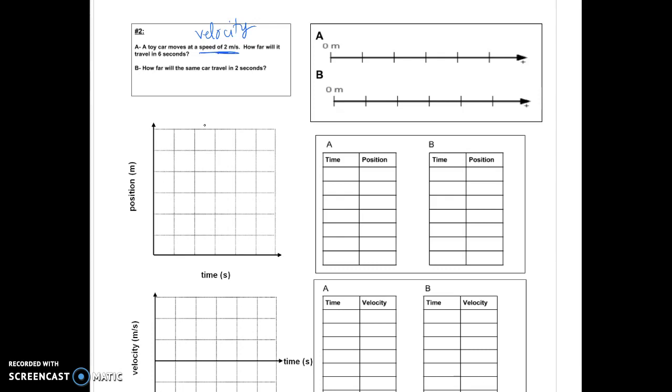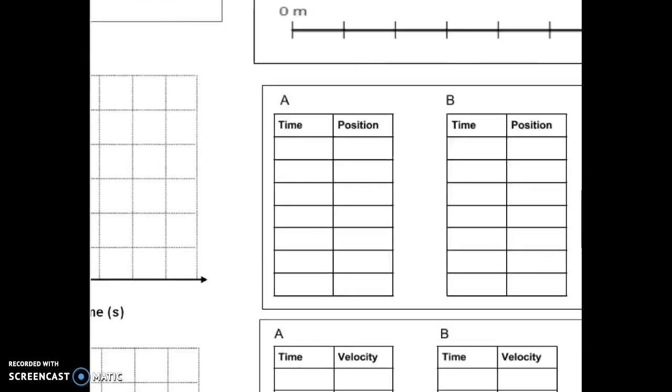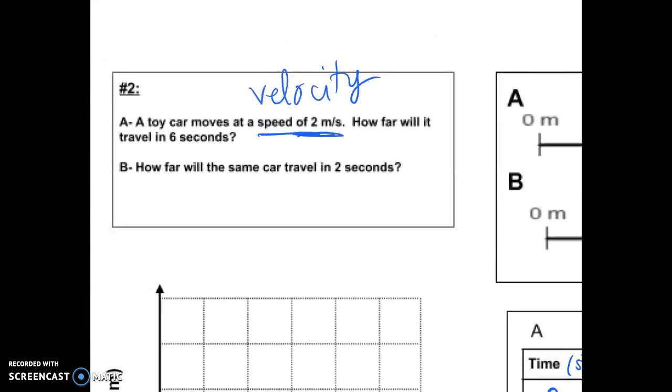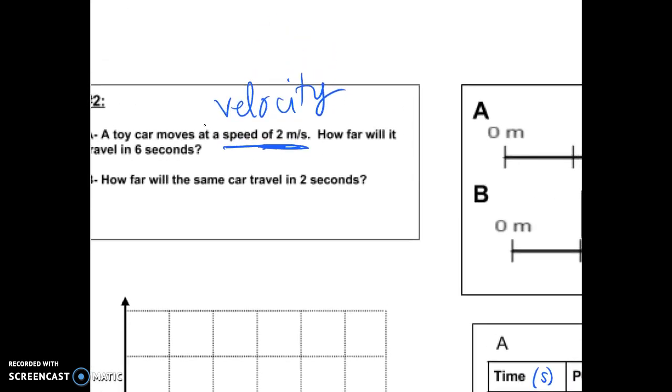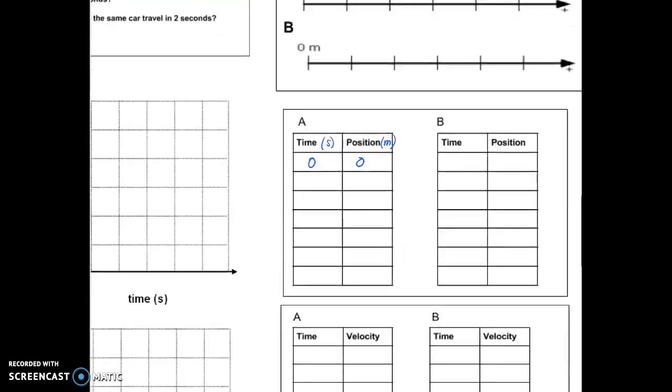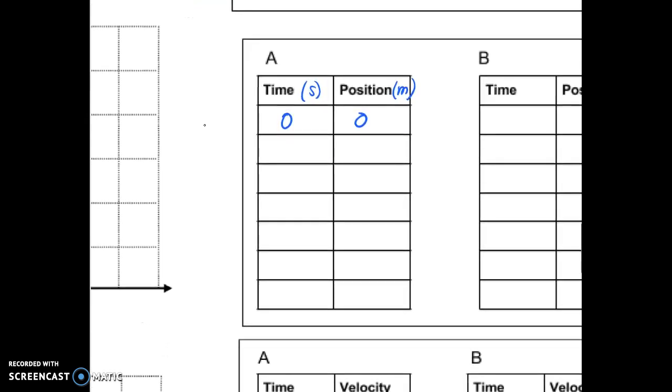And if it doesn't specify where it starts, we're going to do the same thing that we did in the other problem, which is we're going to assume that it starts at 0, 0. So here we go. So seconds, meters, and it starts at 0, 0. And the problem says that it moves at a speed of 2 meters per second. How far will it travel in 6 seconds? So we're going to go ahead and figure that out.